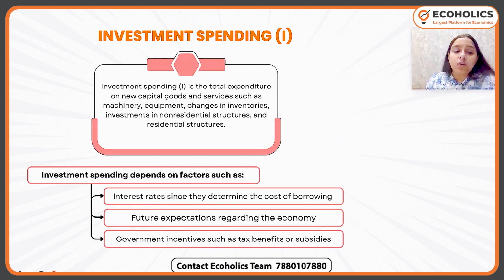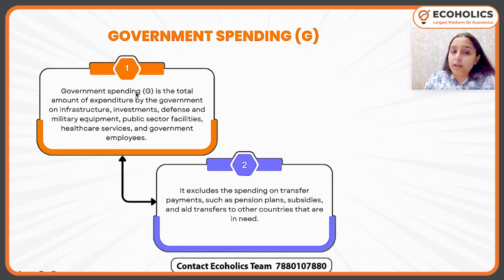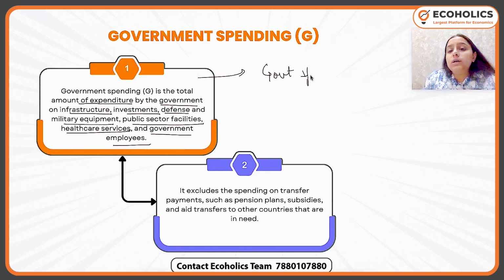Now, next to this, we are going to discuss government spending. Government spending is the total amount of expenditure done by the government on infrastructure, investment, defense, military equipment, public sector facilities, healthcare services, government employees' salaries, pensions. All of what the government spends is included in government spending.